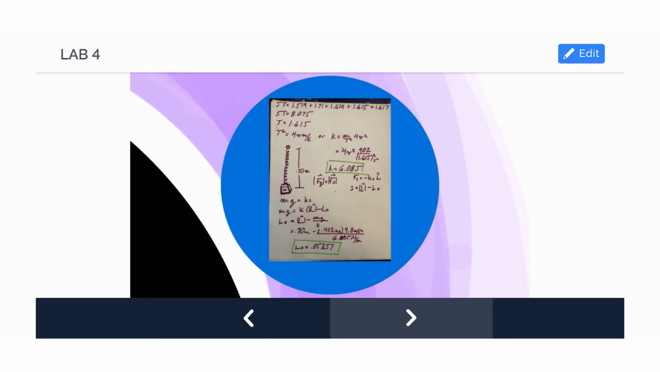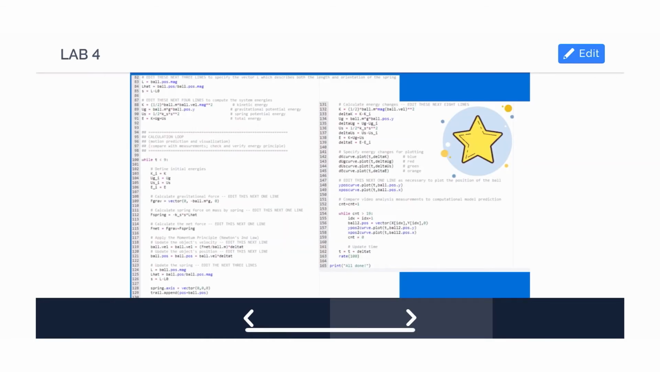And moving on to the rest of the code, first we have to calculate our system energies using K, UG, US, and E. And I ran mine for a little under 9 seconds, because that's how long I took data. After that, we had to calculate the gravitational force, which is ball mass times gravity, and F spring, which is K, the stiffness, times s and L hat. Also we calculate our spring force and net force, and then we calculated our momentum principle using the ball velocity plus F net ball over M times delta t.